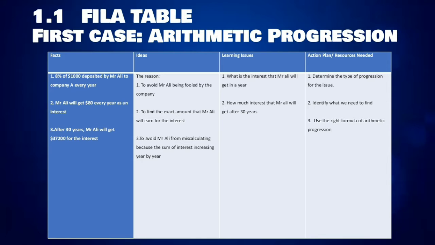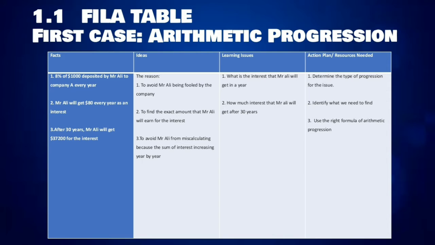Ideas. First, the reason is to avoid Mr. Ali being fooled by the company. Second, to find the exact amount that Mr. Ali will earn for the interest. Third, to avoid Mr. Ali from miscalculating because the sum of interest increases year by year.